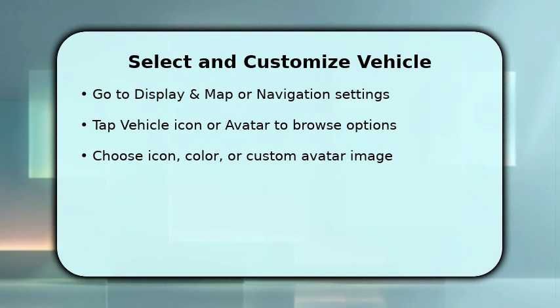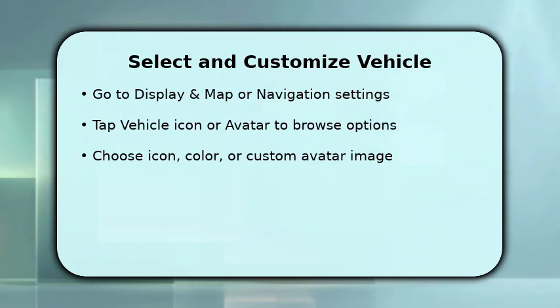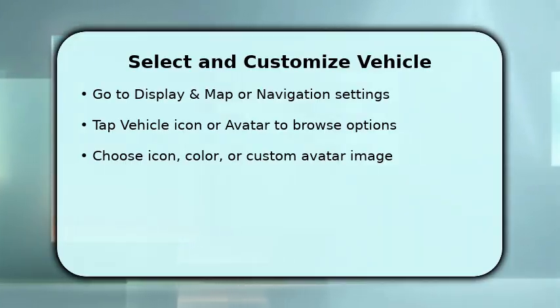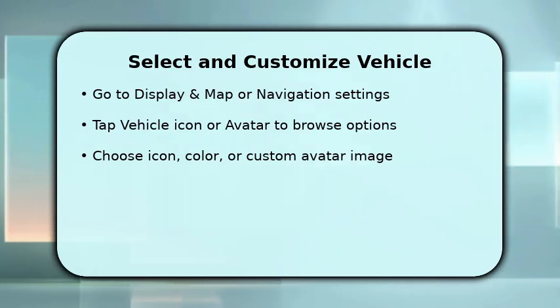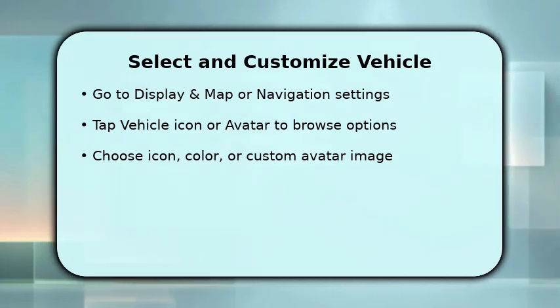In display and map, tap vehicle icon or avatar to view available icons. You'll see preset cars, trucks, and whimsical options. Pick one that helps quick visual recognition on the map. If available, change color or upload a custom avatar image. This personalizes your Waze experience and can improve glanceability while driving.